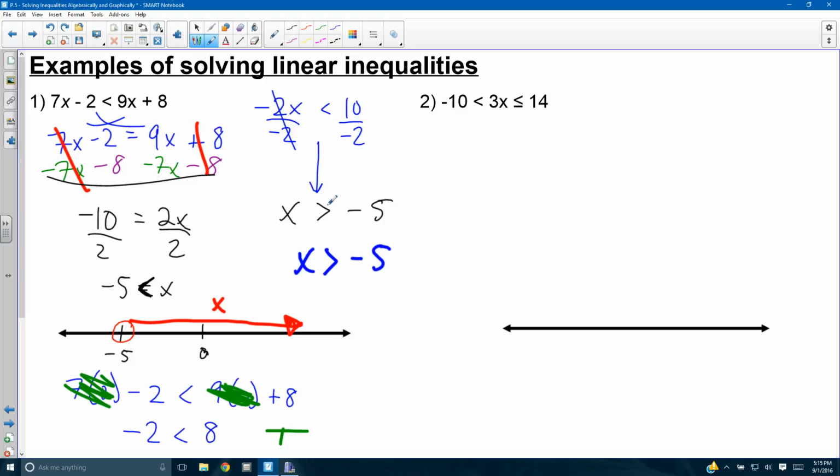As you can see, that inequality should flip based on the first property that I gave you guys. Okay, the second one, it's a compound inequality. Now this one, there's not too much to this problem. I didn't really provide a lot.